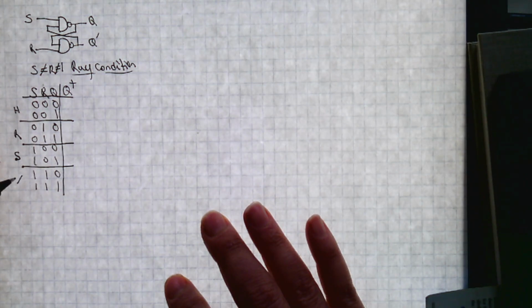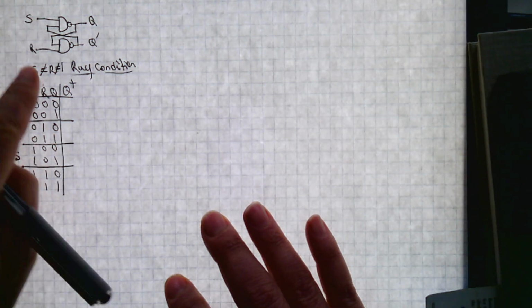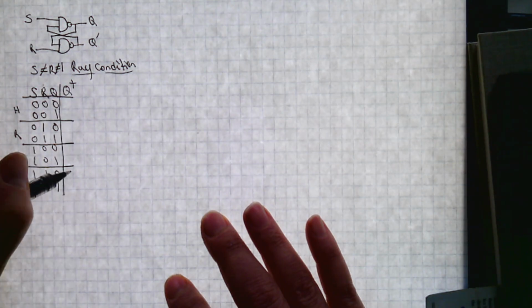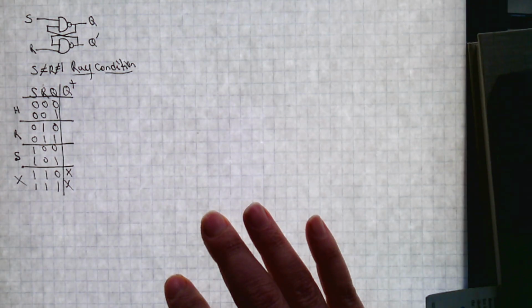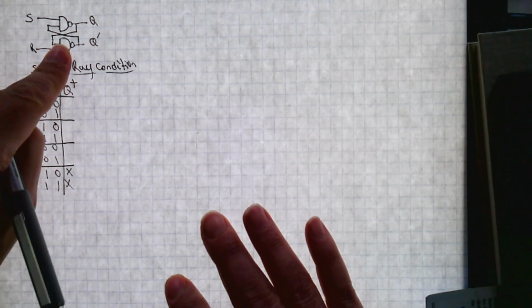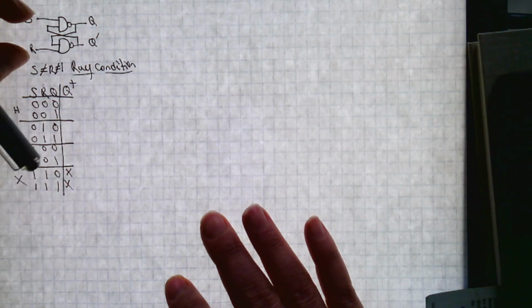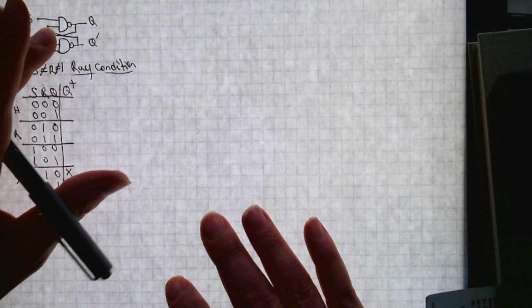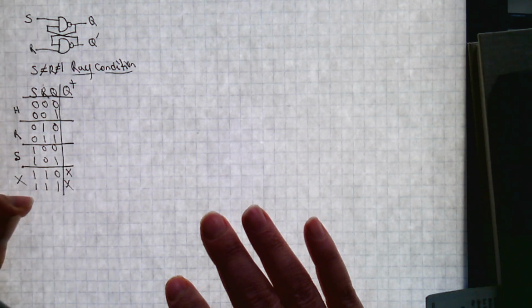And we won't care what this is because you never want to assert S equal to R equal to 1. That gives us a race condition, and we don't know what the output will be, so we'll say we don't care about that either. It's forbidden. You're not allowed to do that with this setup. Now you can gate the inputs, you can use master-slave relationships, you can do all these other things, but if you have that, you don't assert both set and reset at the same time.